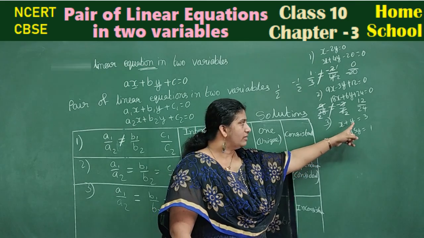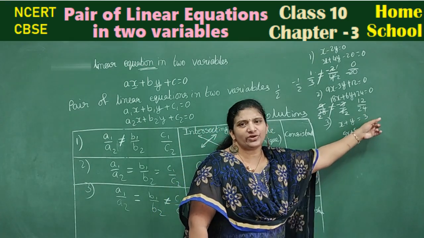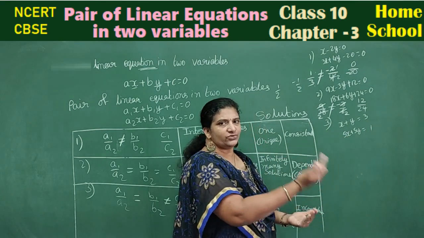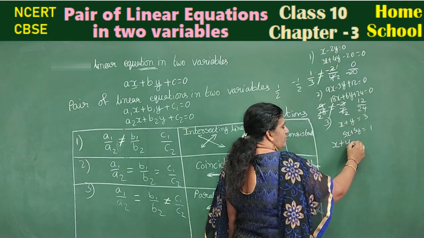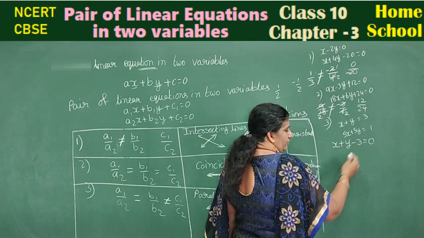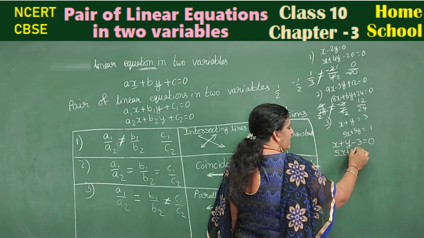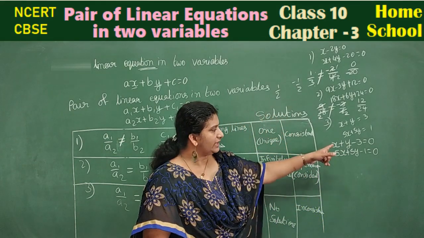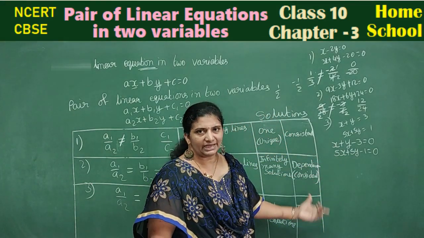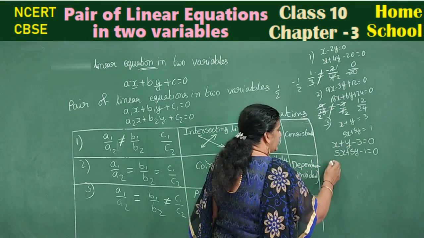a1 is 1, b1 is 1, and c1 is equal to 3 there. First, you bring that 3 to the left hand side: x plus y minus 3 equal to 0. And this one also, bring it to this side: 5x plus 5y minus 1 equal to 0. Okay, after writing in this way, now write the ratios: a1 by a2, b1 by b2, c1 by c2.